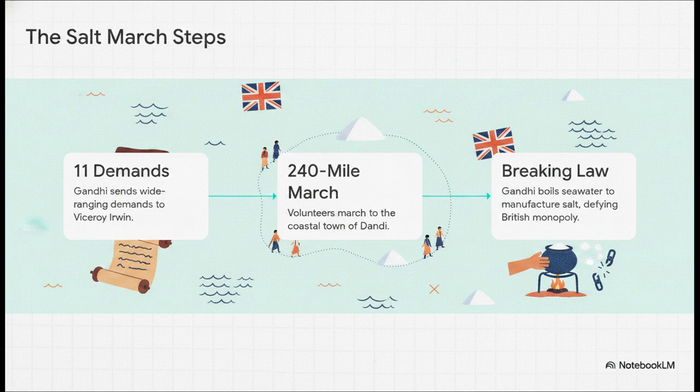Now, why salt? It seems so mundane, right? But Gandhi realized that salt was consumed by everyone, the rich and the absolute poorest. It was an essential item. The British had a monopoly on it and heavily taxed it. So by simply boiling seawater, Gandhi committed a highly visible, brilliant act of defiance.